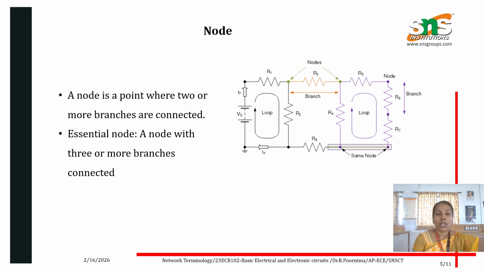Next is the node. A node is the point at which two or more branches are connected. It is a junction point. For essential node, three or more branches are connected. So in this diagram, nodes are mentioned. For example, between R1 resistor, R3 and R2, these resistors are connected at one node.